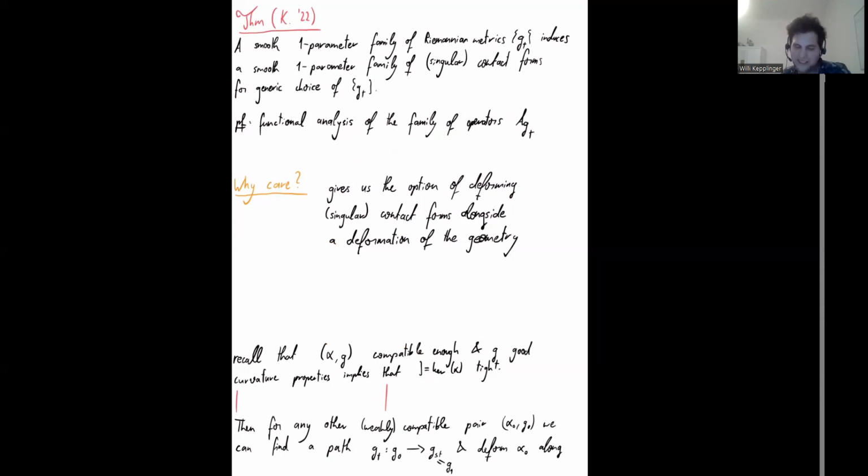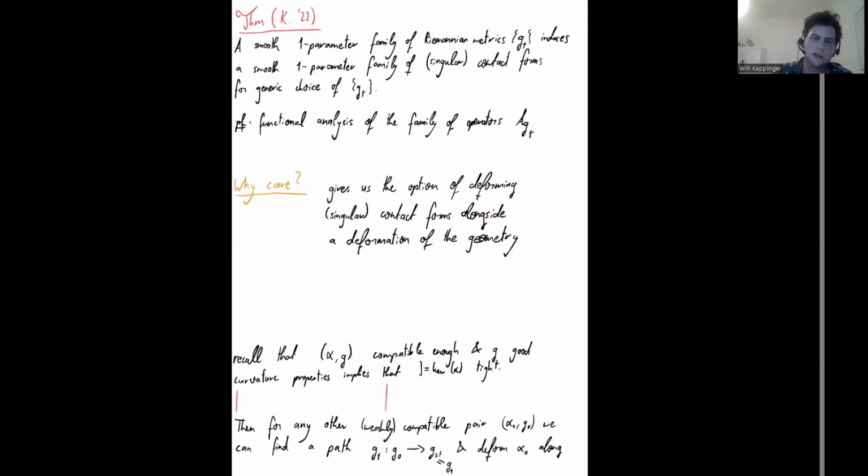Anyway, why should we care about this? At least I think it's quite cool that taking a one parameter family of Riemannian metrics gives an associated one parameter family of weakly compatible contact forms that may or may not be singular. It gives us the option of deforming contact forms or singular contact forms alongside a deformation of the ambient geometry. And one of the reasons I think that's cool is not just because the idea sounds cool, but because of the following idea.